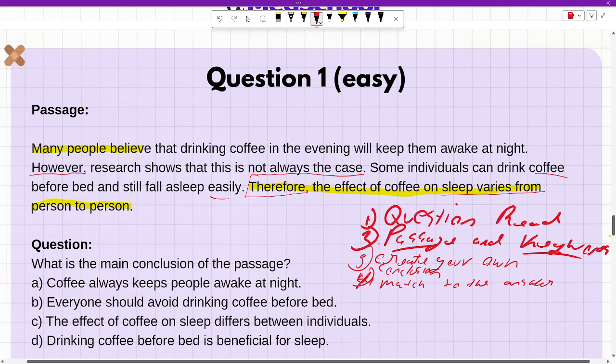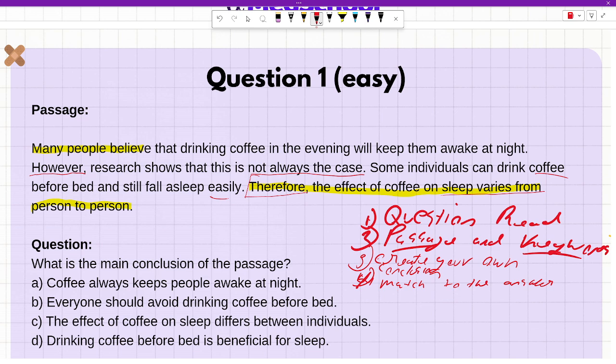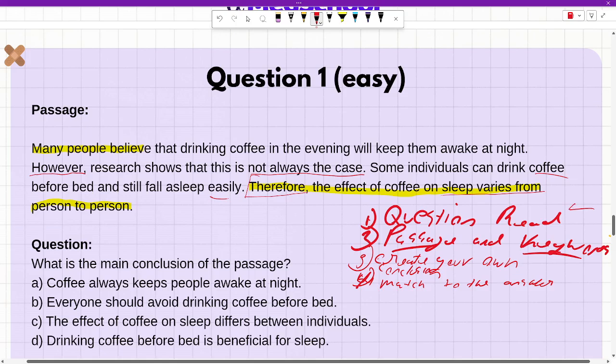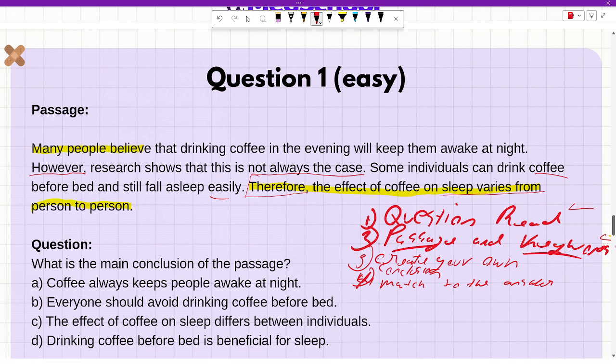Okay, now let's look for any questions. So we did number 1, yes. Number 2, now create your own conclusion. Now my own conclusion is that drinking coffee may not always make a person feel less sleepy. Okay, it varies from person to person. So we did step 3.